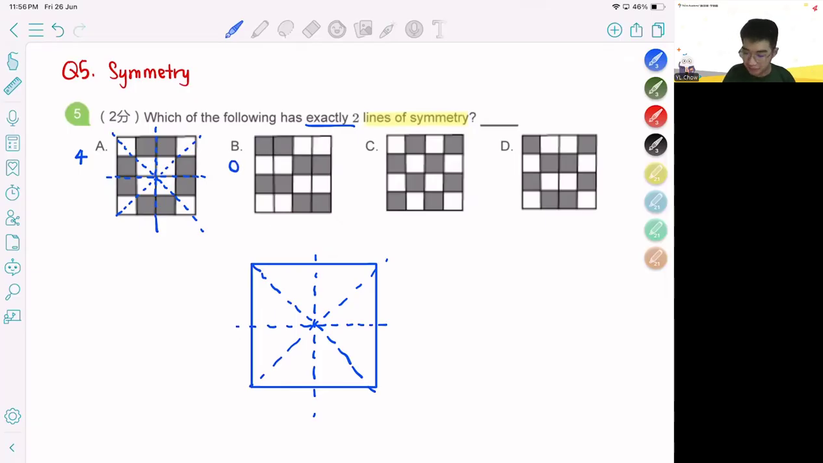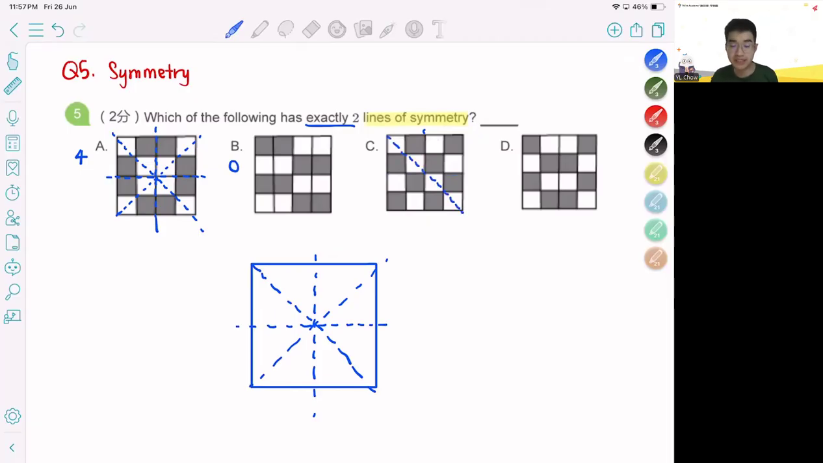C, however, you see the vertical line in the center. When I cut through it, the left side and the right side are not mirror images of each other. You can just look at the middle 2 squares. So this means that this is not a line of symmetry. The vertical line is not a line of symmetry, and the horizontal line is also not. However, you can look at the 2 diagonals.